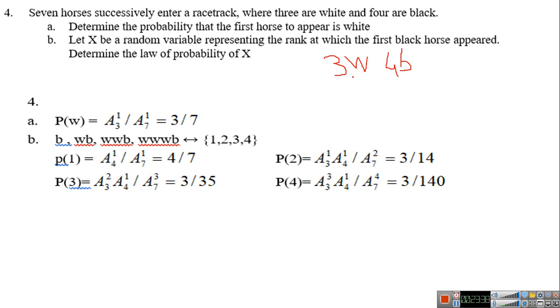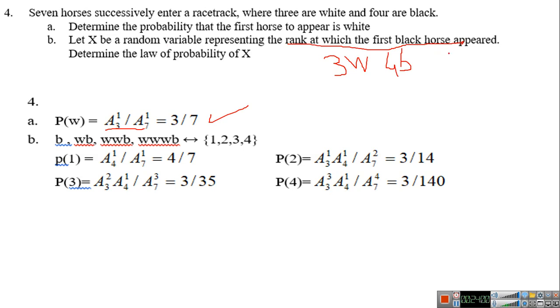So order is important. I thought the first 2. The first horse to appear is white. So 1 out of 3 over 1 out of 7. So 3 over 7. Let X be the random variable representing the rank at which the first black horse appeared.